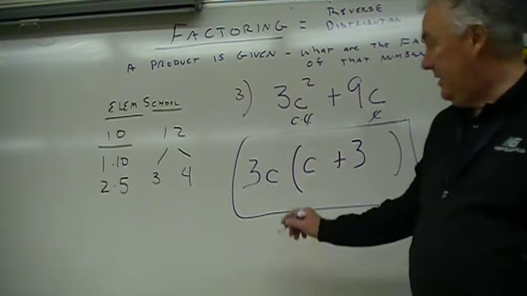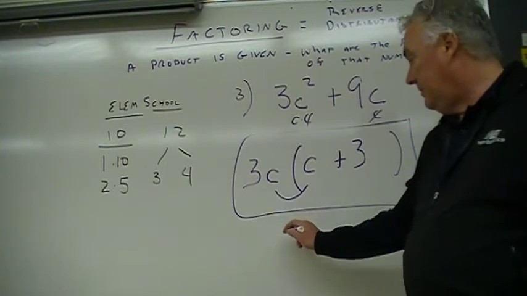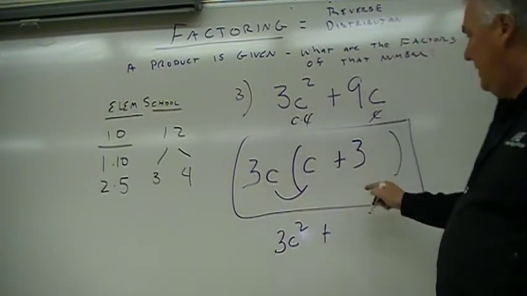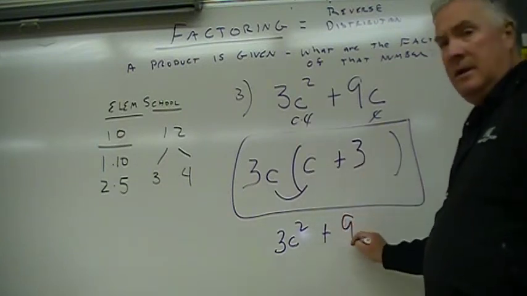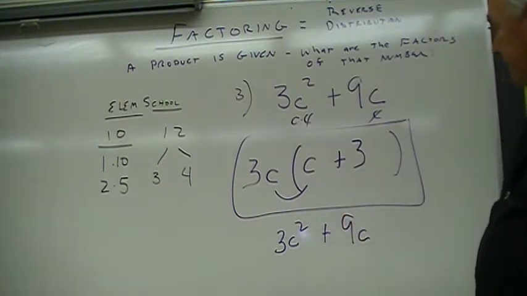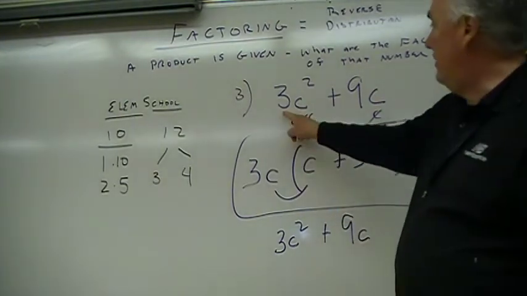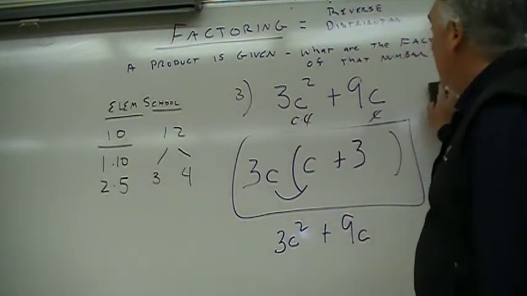We can check by distribution. 3c times c is 3c squared plus 3c times 3 is 9c. And it matches up. Okay? So this one has both numbers and variables that are in common.